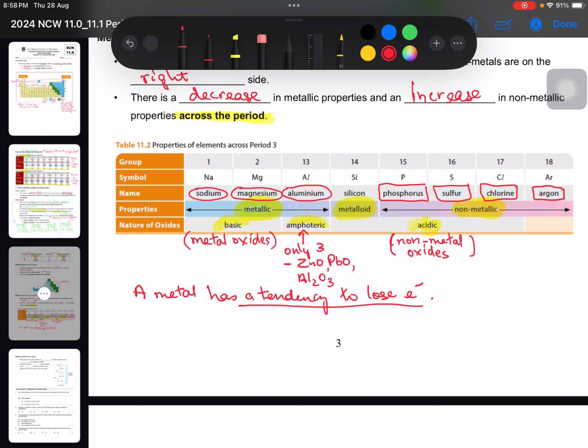Example, Na. Na is a metal, it's 2,8,1. To be stable, what will it have to do to the 1 in the outermost shell? You must lose it, correct? So that is the metallic character. It will lose 1 electron to become Na+ ion. So it will become 2,8 and becoming a sodium ion. So that classifies it as a metal. Next page.